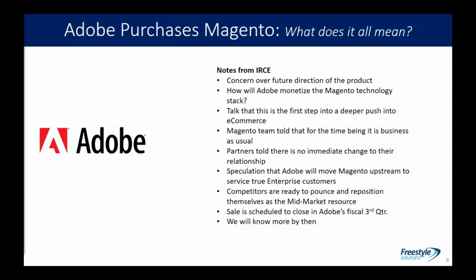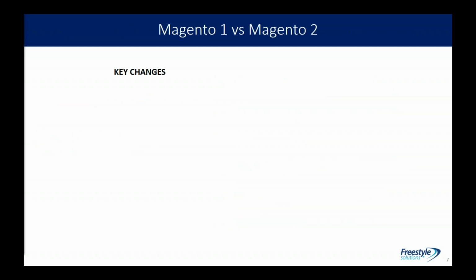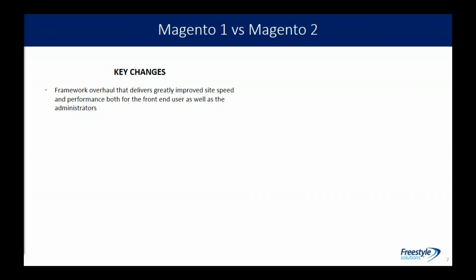Thanks, Jim. So now we're going to talk about a few of the key changes that you will see in the Magento 2 system. So the first and the biggest change in Magento 2 starts all the way down at the core framework. The Magento 2 system utilizes an entirely new framework that was created with site speed, security, ease of use, and growth in mind.